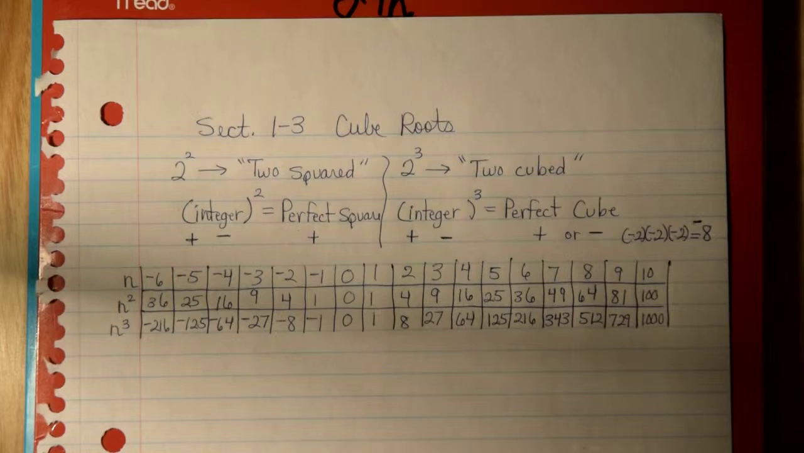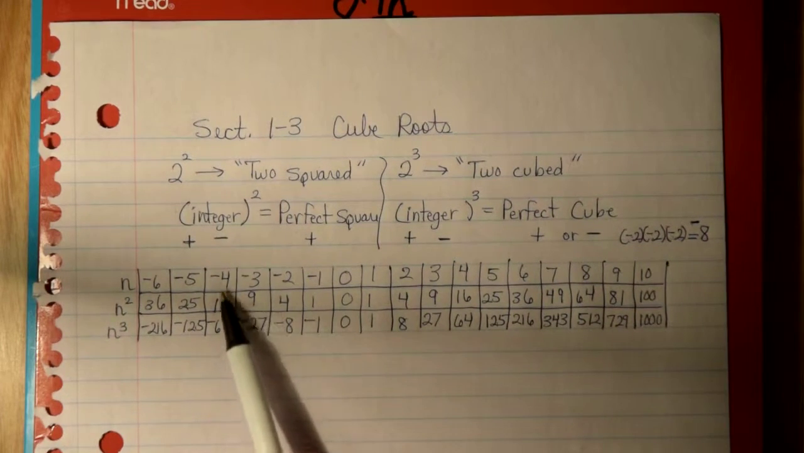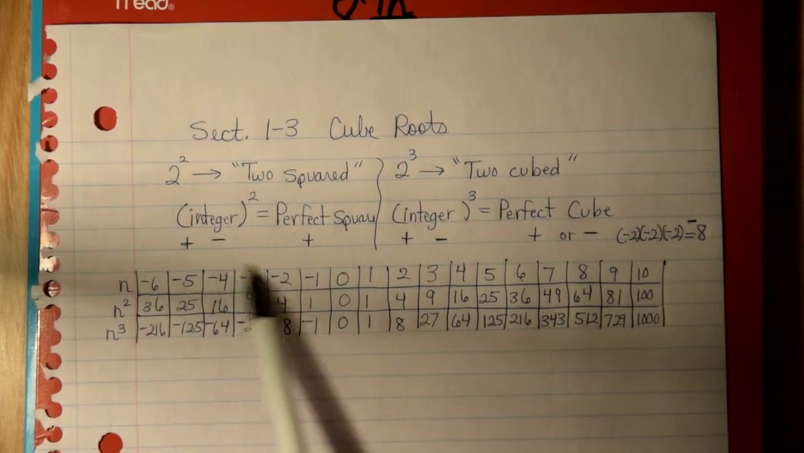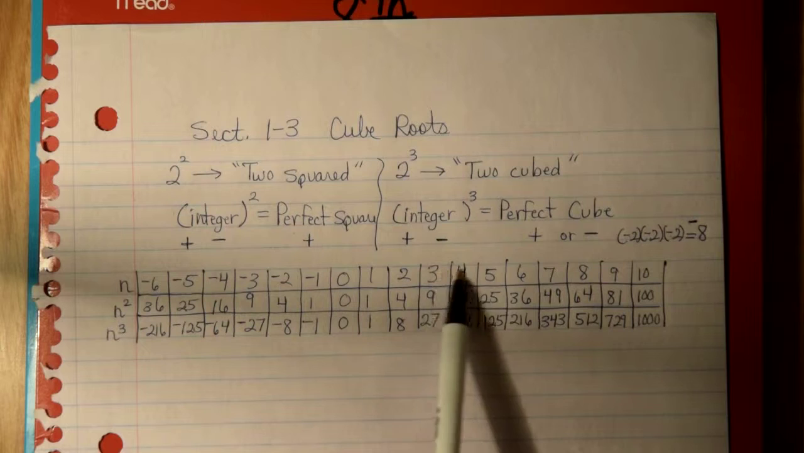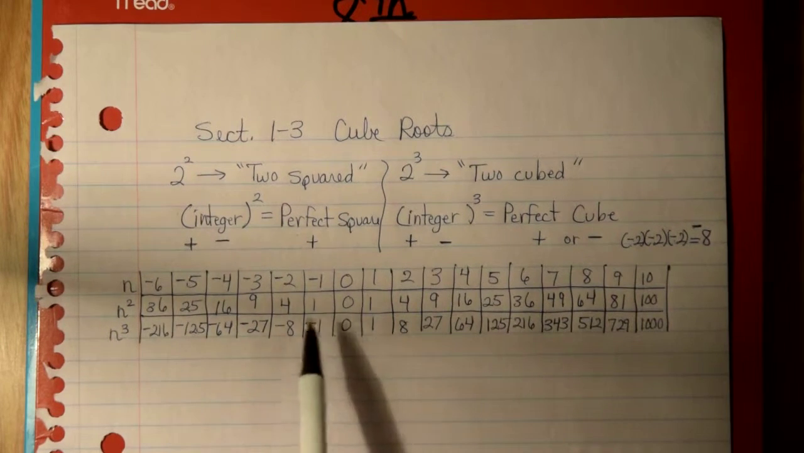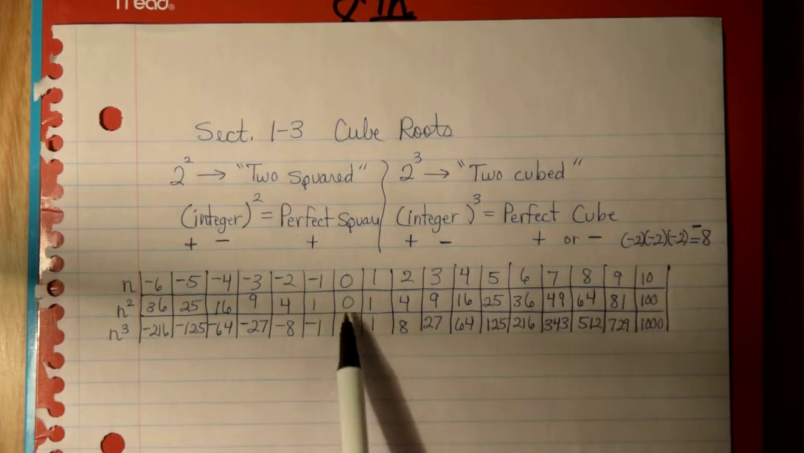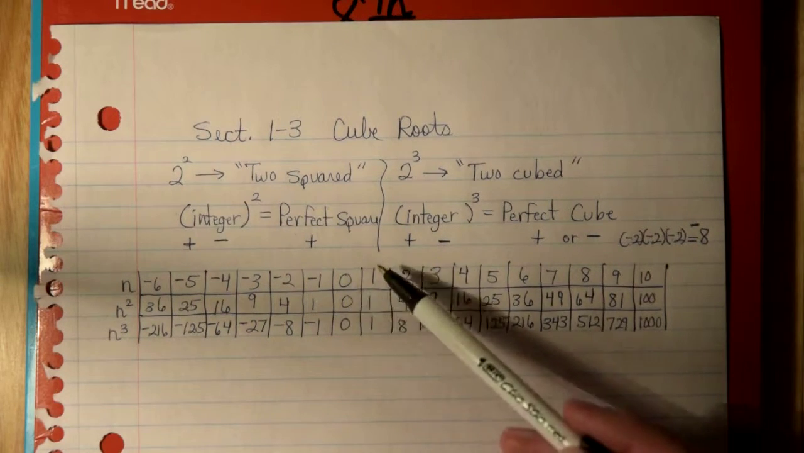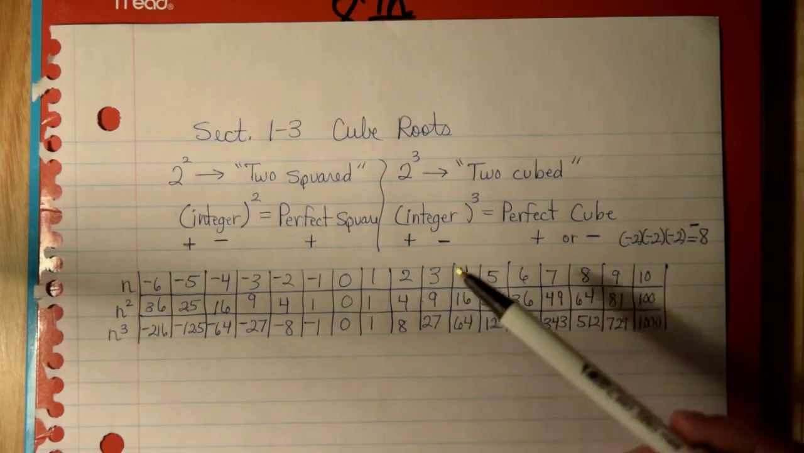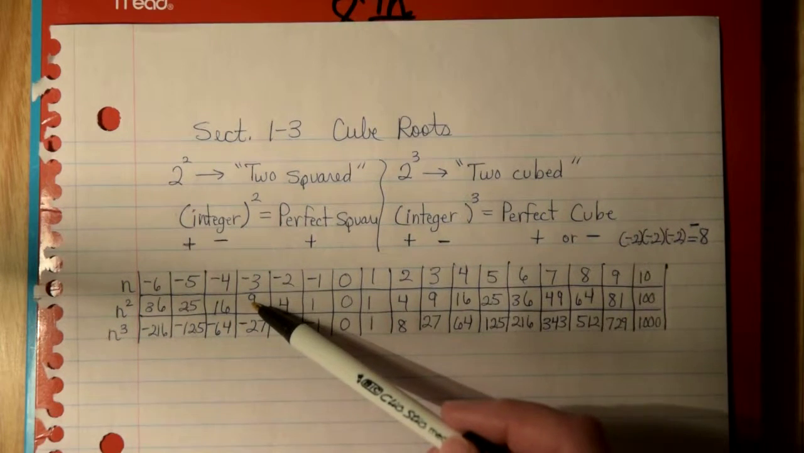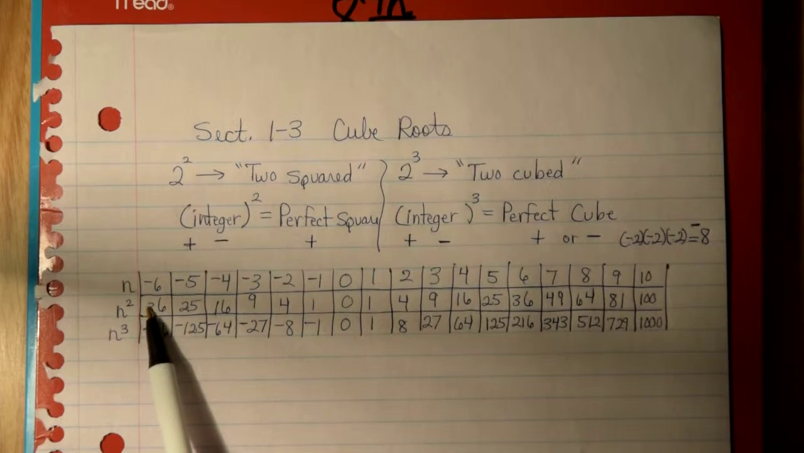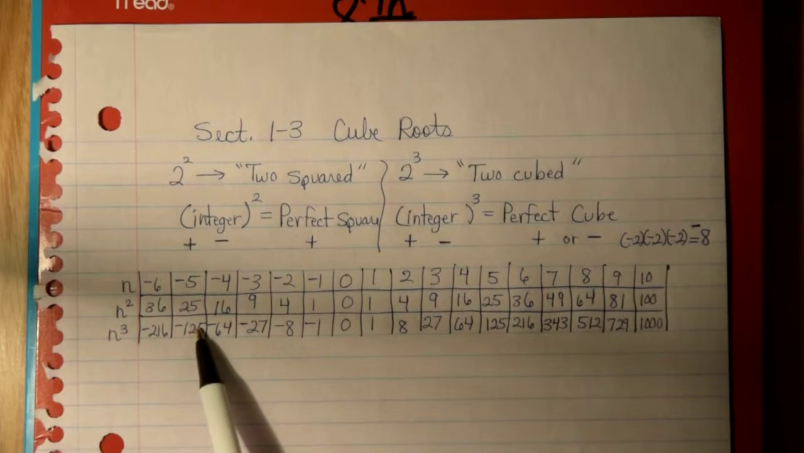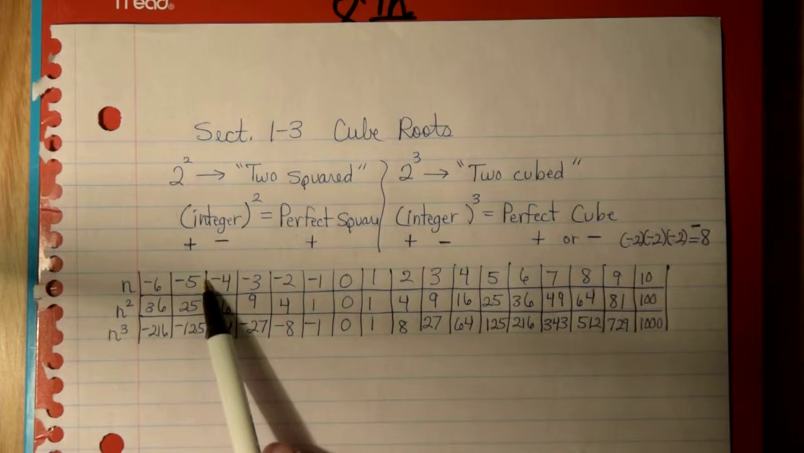Now this table, if you don't have notes, you need to copy this down. The first row are just integers. The first row is like the number line. Here's 0, then you have positive integers, and then you have negative integers. The second row are the squares of the integers. So 0 squared is 0, 1 squared is 1, 2 squared is 4, -3 squared is 9, and so on. And you see that the squared row, it's all positive. And then the last row are the cubes of the integers.